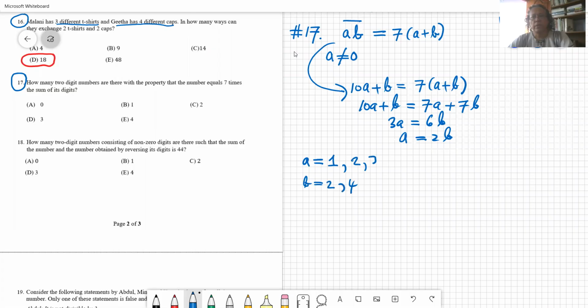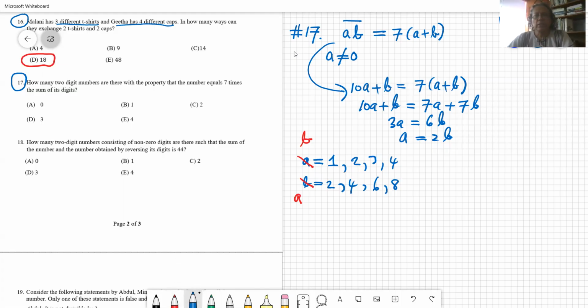A can be 3 and B is equal to 6. A can be 4, B is equal to 8. But it can't be equal to 5, right? Sorry, I got it all wrong. So this has to be B and this has to be A, right? So B cannot be 5, because in that case, A is equal to 10, right?